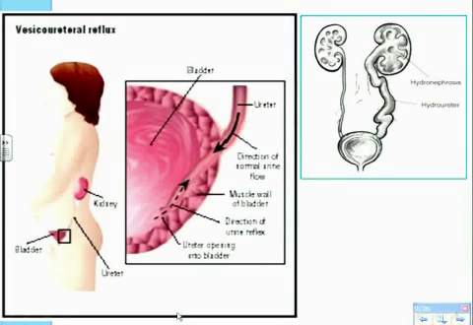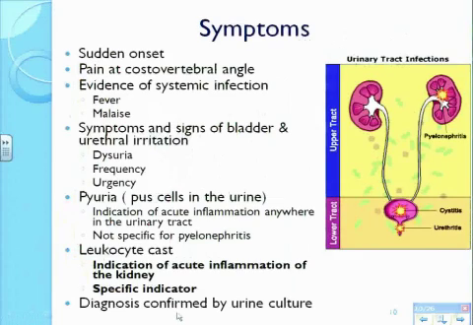Again, this is more of a picture showing the abnormal anatomy. And this is a hydroureter. This is what we see. And you see the end-stage damage, which is called hydronephrosis, which means that kidney is no longer functional in that individual. Symptoms are usually sudden onset pain, usually at the costovertebral angle, and evidence of systemic infection.